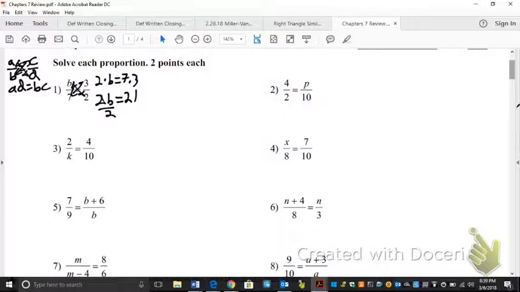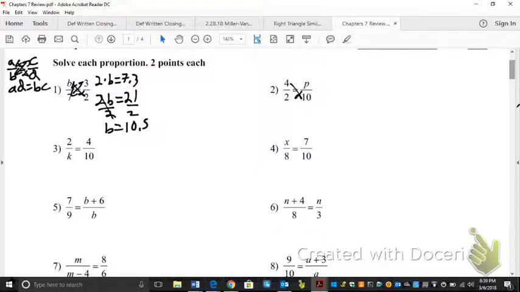Now we divide both sides by 2, and we get B equals 10.5. And if we want to double check, 3 over 2 equals 1.5. 10.5 divided by 7 is also going to equal 1.5.